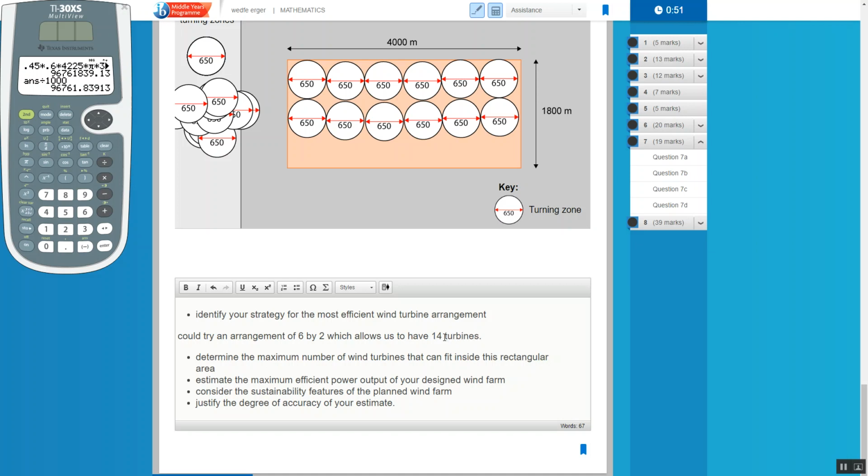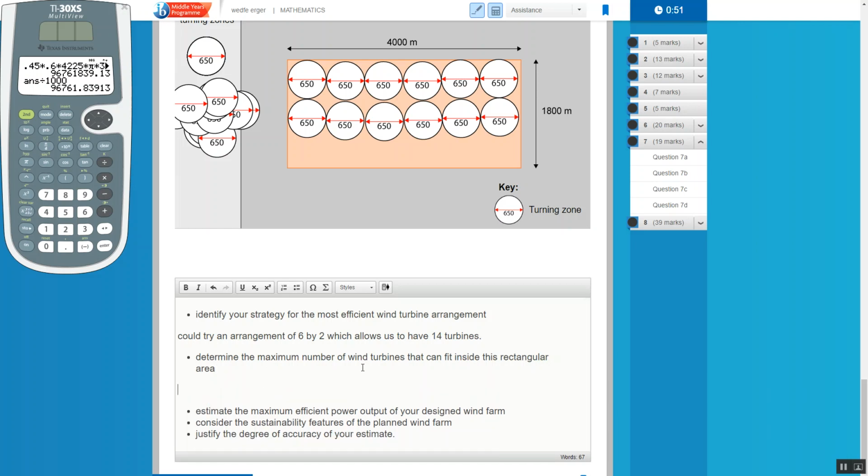Now, determine the maximum number. Now, if you actually put 14, you get the 2 marks. Okay, but just out of interest, there's a better way to do this, which is to arrange it like this, which means we can fit another row in.